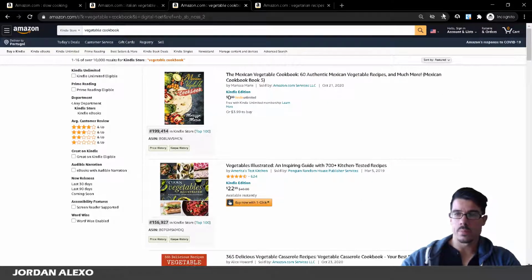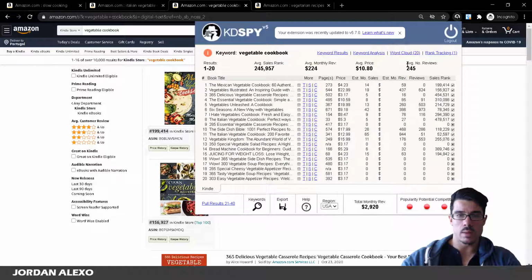Vegetable cookbook. I don't like this that much. Okay, I look at the average sales rank and I just don't like this, you know. Although for some reason the average sales rank is below 300,000, but you can look over here, and there's not many books that are performing really well. So I wouldn't waste my time over here.